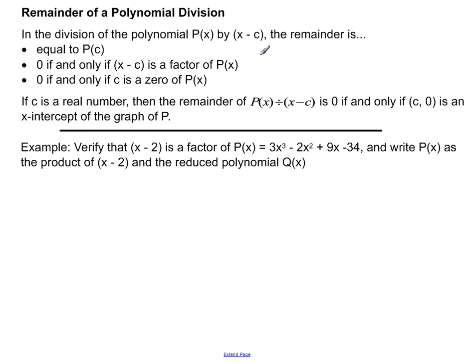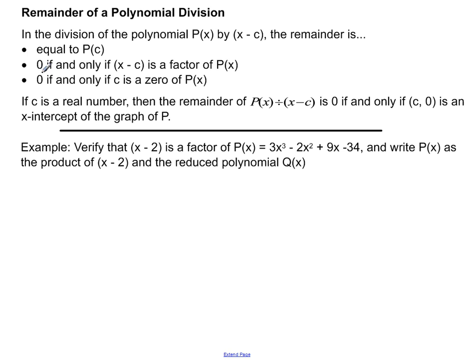This is a really interesting statement right here. The remainder of a polynomial division actually means three different things. First of all, we've just discovered that by the division algorithm and by the remainder theorem, when p of x is divided by x minus c, we find that the remainder is actually equal to p of c. That is, it's the same as evaluating the function at x equals c.